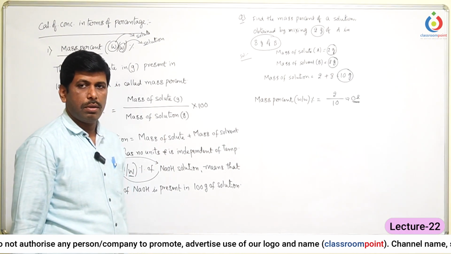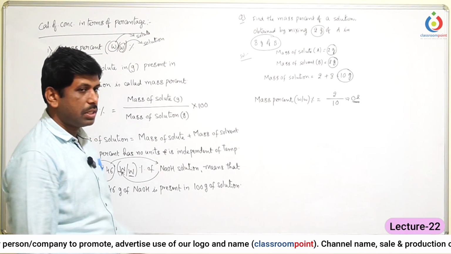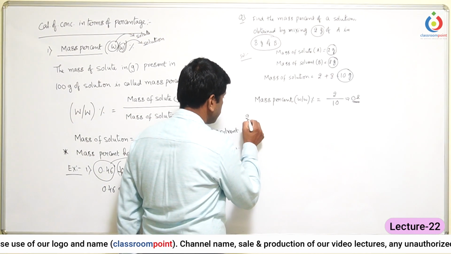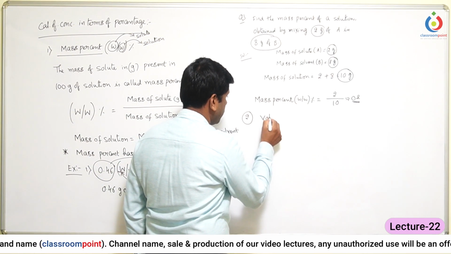Now let us see another concentration term which can be represented in terms of the percentage. The second one is volume percent.